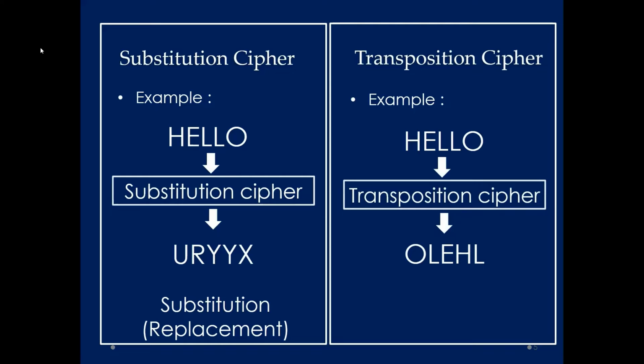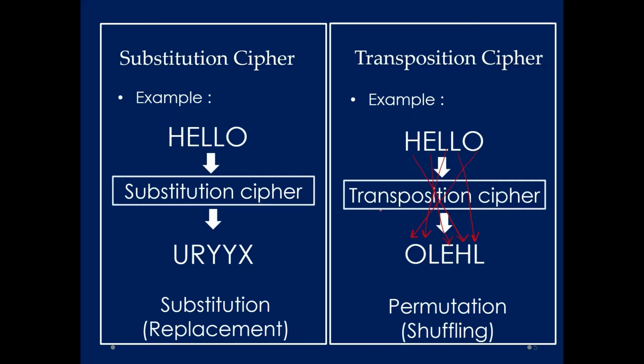So H, which was in the first position, has now come to the fourth position. E, which was in the second position, has now come to the third location, and so on and so forth. So L has been shuffled to this location, the other L has been shuffled to this location, O has been shuffled to this location. So transposition cipher is basically based upon the concept of permutation or shuffling.